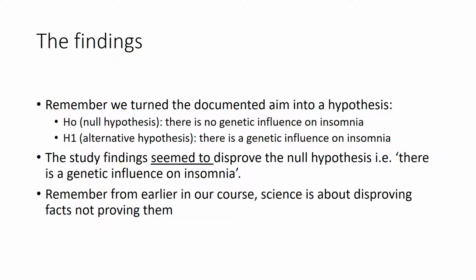Now remember from earlier in the course, science is about disproving facts, not proving them. Remember also, we turned the documented aims in this study into a hypothesis, where the null hypothesis said there is no genetic influence on insomnia, and the alternative hypothesis said there is a genetic influence on insomnia. So the study seemed to disprove that there is no genetic influence on insomnia, which is disproving the null hypothesis.